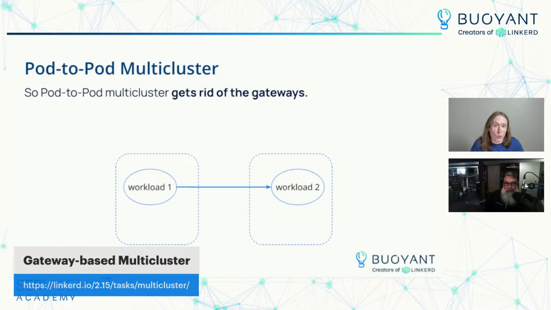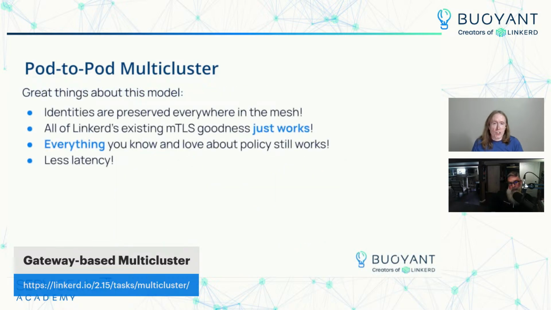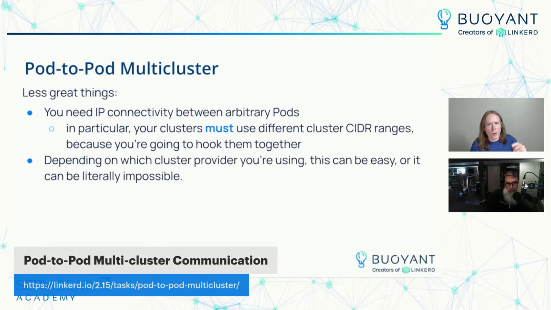Pod-to-pod multi-cluster is really, really cool. Identities get preserved everywhere. All of the existing mTLS stuff just works. Everything you know and love about Linkerd policy just works. Everything you know and love about Linkerd routing just works. It's really cool. And the latency is lower. The downside of pod-to-pod multi-cluster is that you must have the ability to do a direct IP connection from one pod in one cluster to another pod in another cluster.